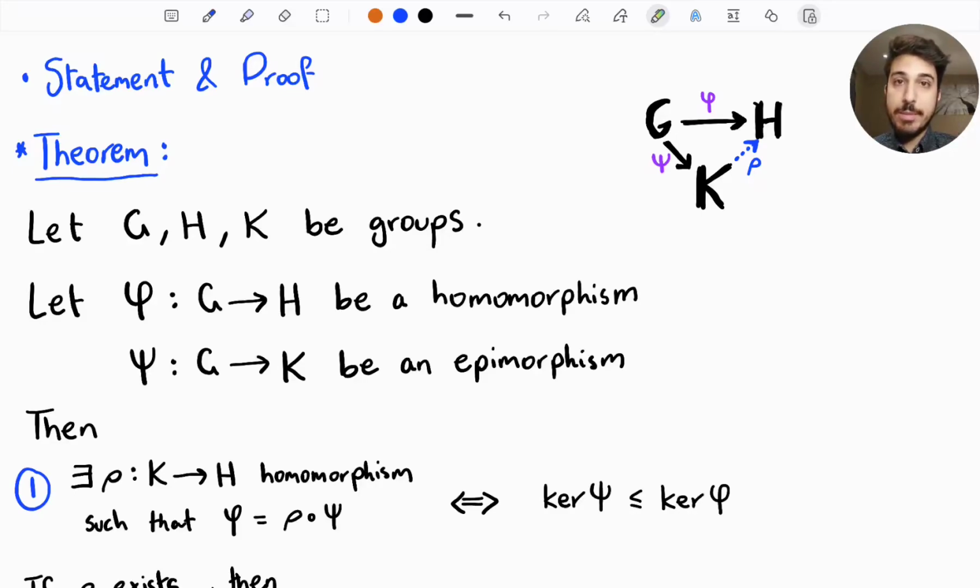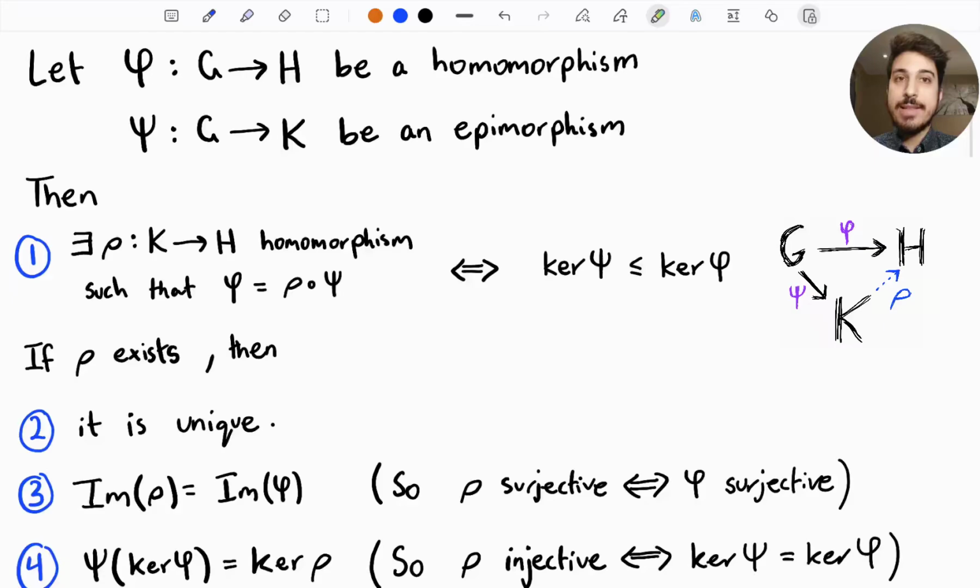So for the official statement of the theorem, we have that G, H, and K are three groups. We have that phi going from G to H is a homomorphism, and that psi going from G to K is an epimorphism, so a surjective homomorphism. We have four results. The first result is that there exists a homomorphism rho going from K to H such that rho composed with psi is equal to phi, and this is if and only if the kernel of psi is a subgroup of the kernel of phi.